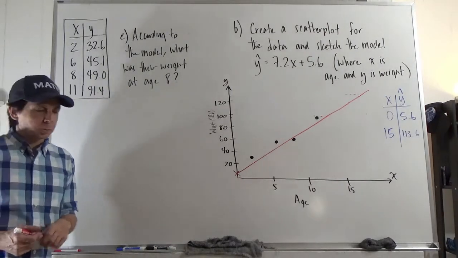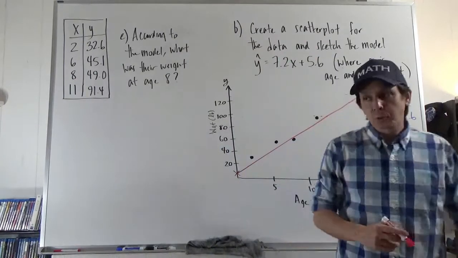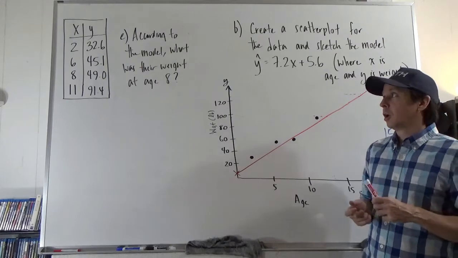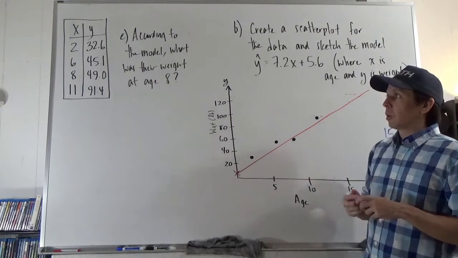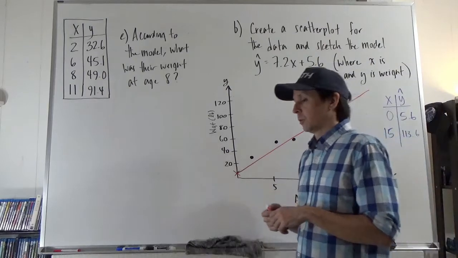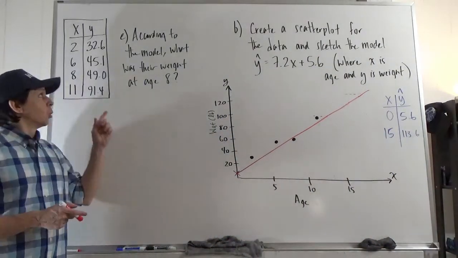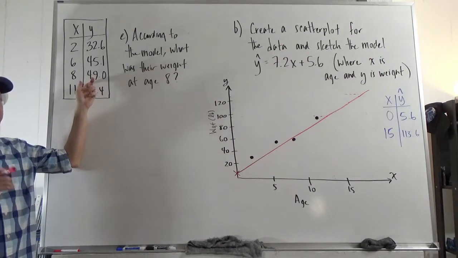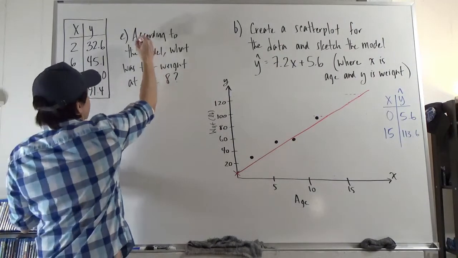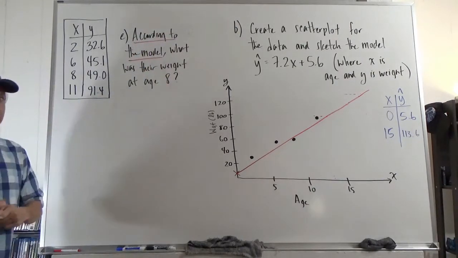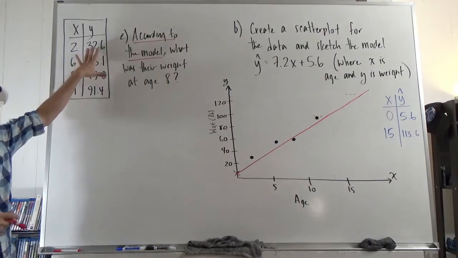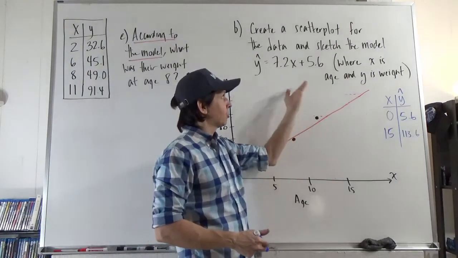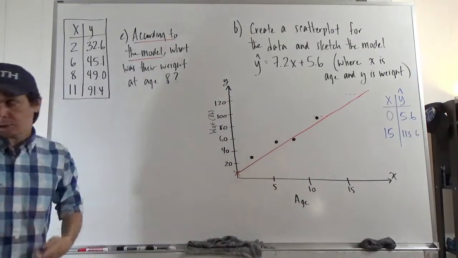We did one similar to this, but I want to talk about this one because "according to the model" is again a crucial phrase. According to the model, the red line, what was their weight at age 8? We know their weight at age 8 was 49 pounds, but that's not what this question is asking about. It's not saying what was the kid's weight at age 8. It's according to the model. So we're going to ignore the actual data that was collected, and we're going to do exactly what they said and find, according to the red line, according to the model, what was the kid's weight at age 8.